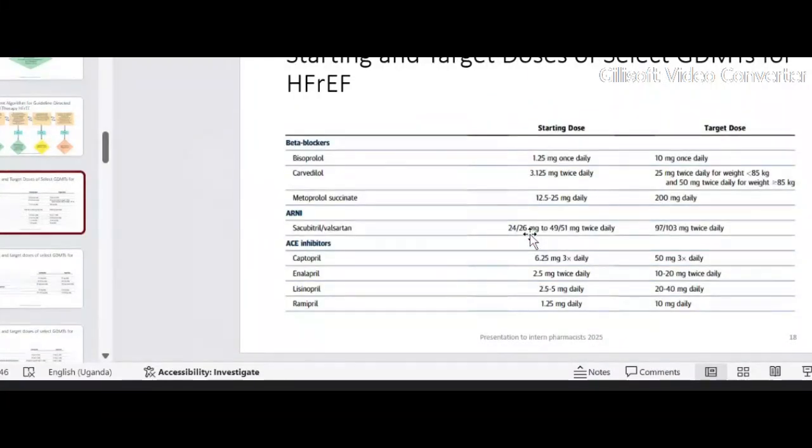The doses are here. Bisoprolol: we start with 1.25, then we make sure we titrate all the way to 10. Carvedilol: we start from 3.125 twice daily and titrate all the way to 25, as you can see there.